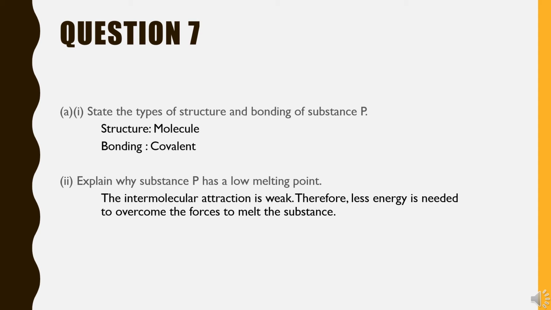The structure of substance P is molecule while its bonding is covalent bonding. It is because it does not conduct electricity in any state. Then P has a low melting point because the intermolecular attraction is weak. Less energy is required to overcome the forces to melt the substance.